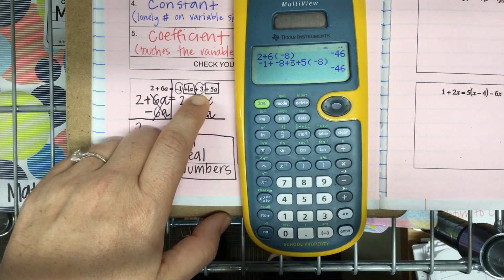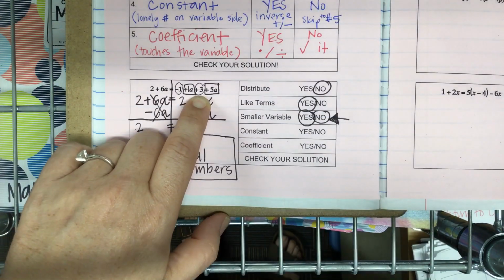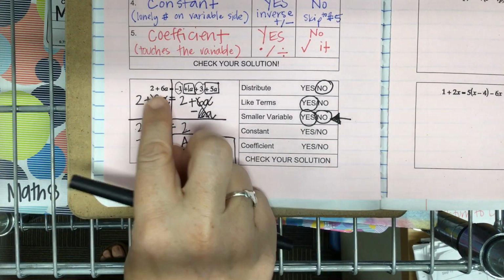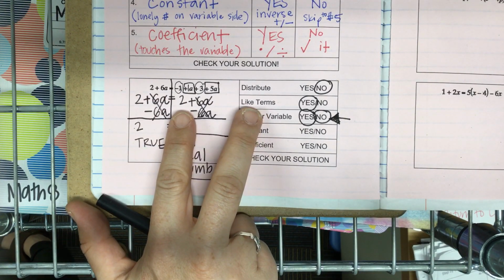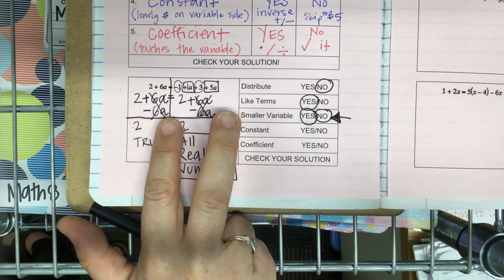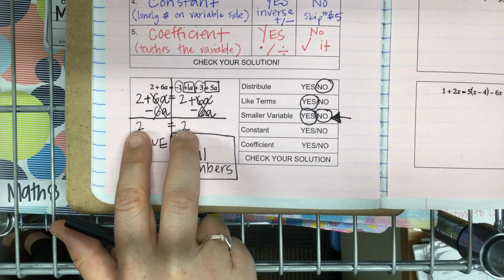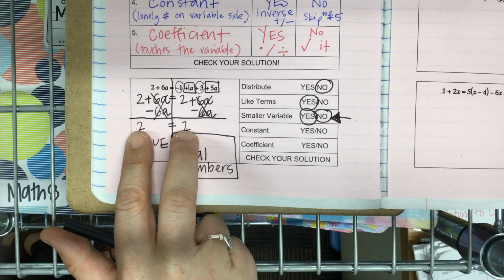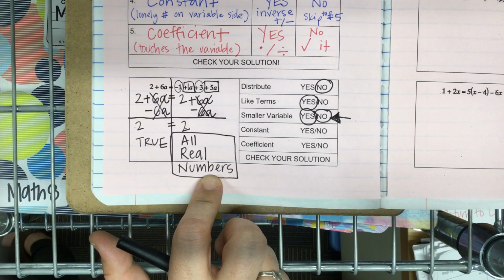Every number works because my variables were the same, and when I moved one variable to the other side, they canceled out, and I was left with a true statement. So the answer is all real numbers. Yes, ma'am? We say A equals all real numbers? You say all real numbers.